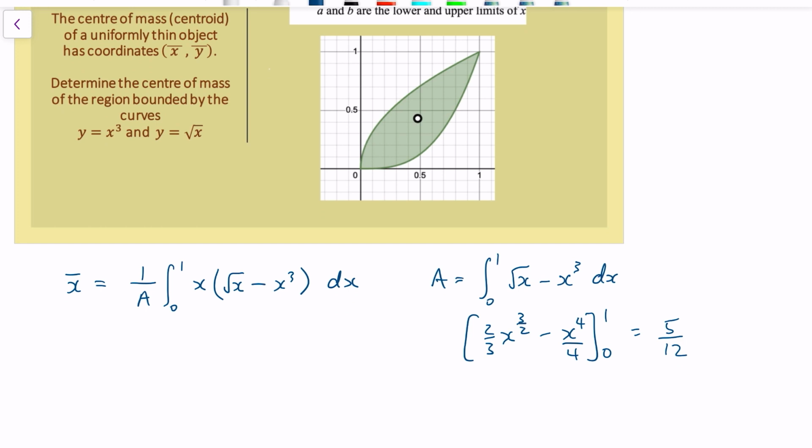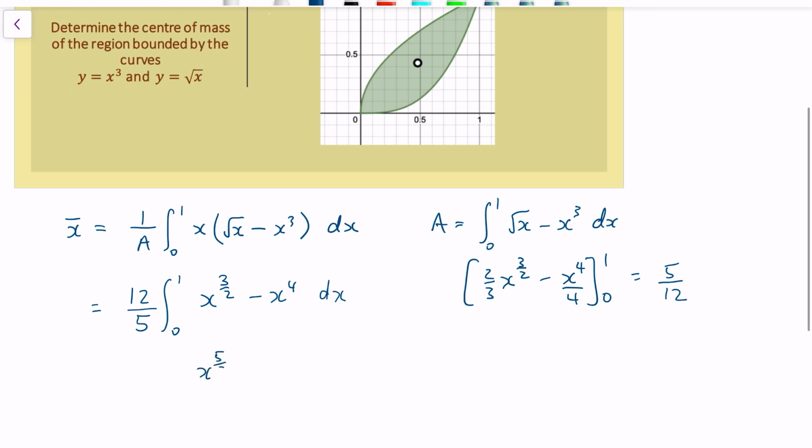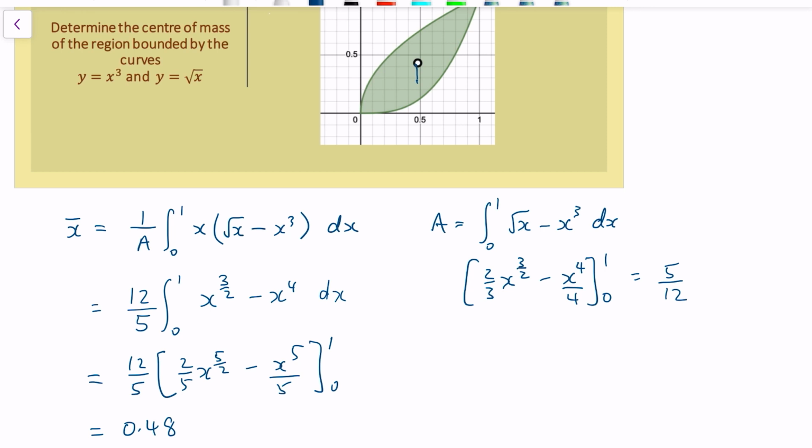And then we put that into the 1 over a part of the formula, so 12/5 integral between 0 and 1. X times root x is x to the 3 over 2 minus x cubed times x to the 4. That's x to the 5 over 2 times 2/5 minus x to the 5 over 5 between 1 and 0. And then we sub in that, 2/5 minus 1/5 is 1/5 times 12 over 5 gives you 0.48. And that does match up with the picture, 0.48, just a little bit less than 0.5.